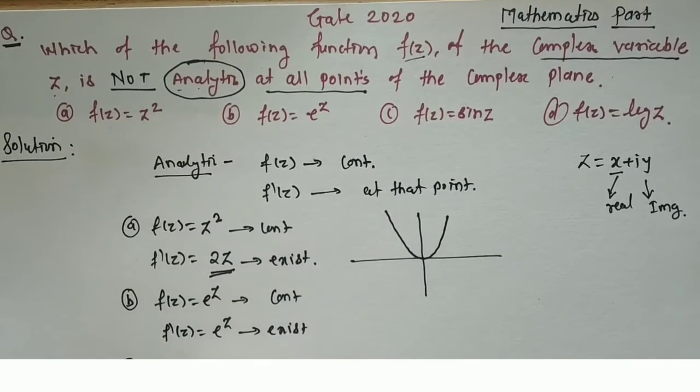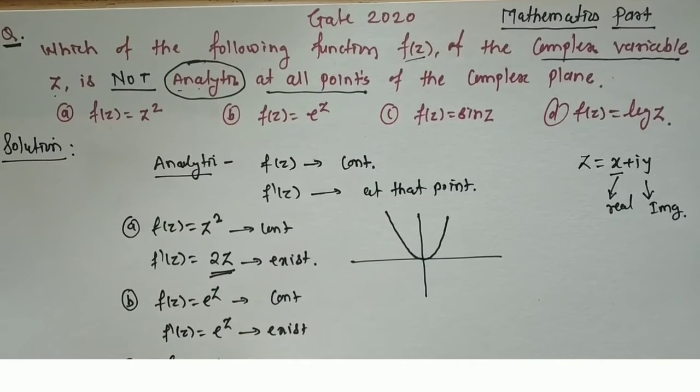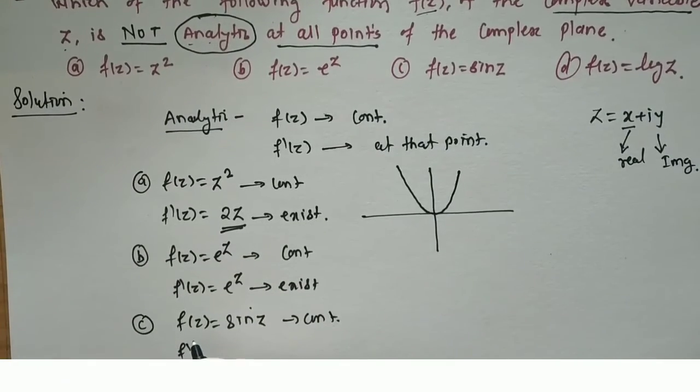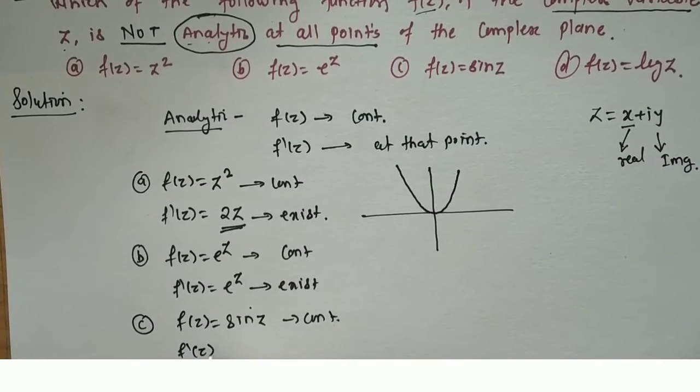Part C, f of z is equal to the given sin z. Sin z is a continuous function, right? And what is the derivative? f dash z is cos z. इसमें कोई प्रॉब्लम नहीं आएगा, right? Because this will exist at every point, क्योंकि cos z का वैल्यू always exist करेगा.